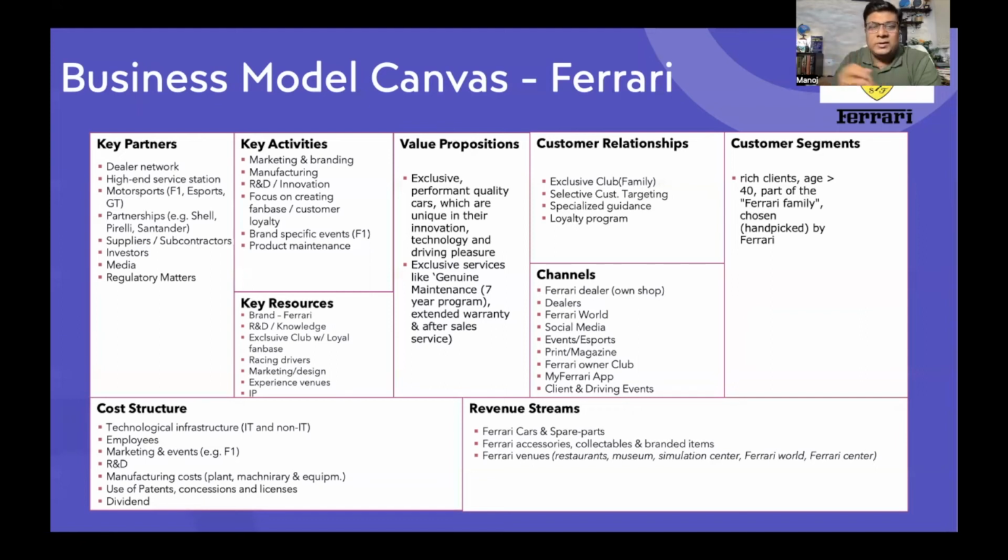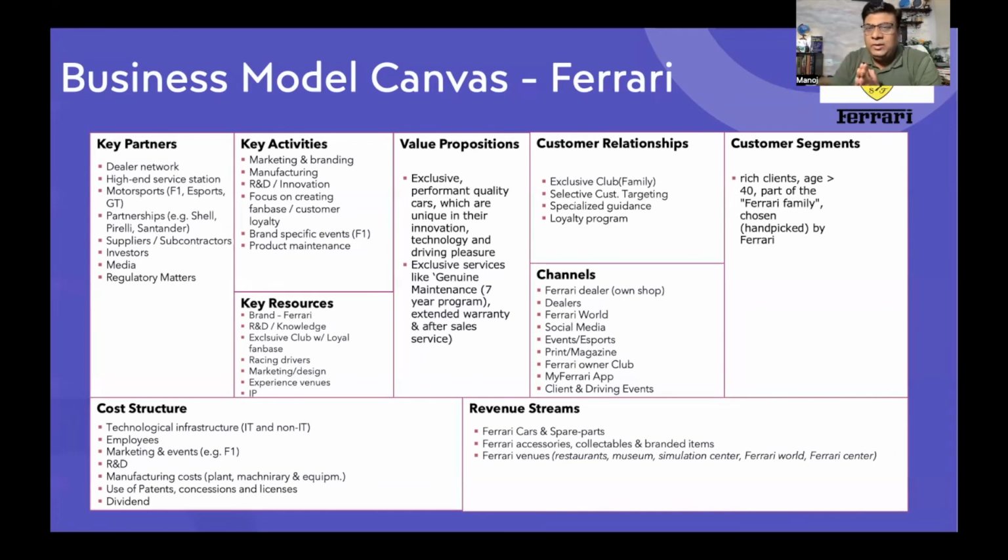So they are their target customer. And if you talk about the cost structure, technology infrastructure is a cost structure, IT or non-IT related, employees, marketing, research and development, use of patents, concession license, and dividend. These are the major cost structure items.